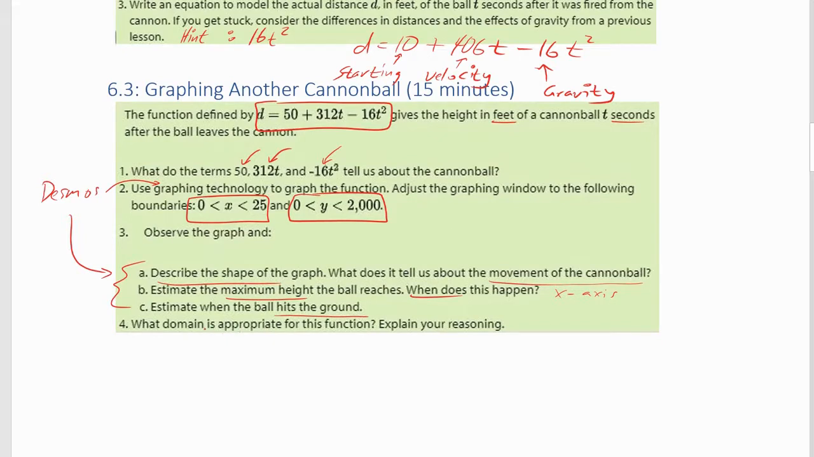And then, what domain is appropriate for this function? Looking at your x values, what would make sense for that cannonball? You're not going to tell me it's going to exist in negative 5 seconds, right? You fire the cannonball at 0. So hint, hint. Go ahead and pause the video and try to figure that out on your own. It's going to take some time, but Desmos is definitely going to help you. So go ahead and pause.